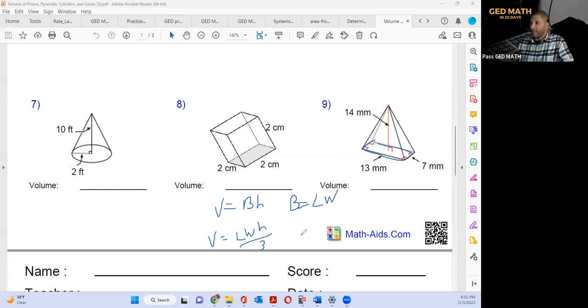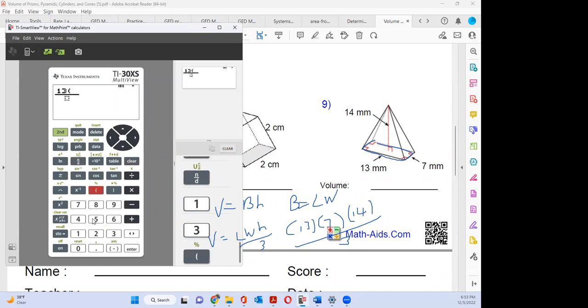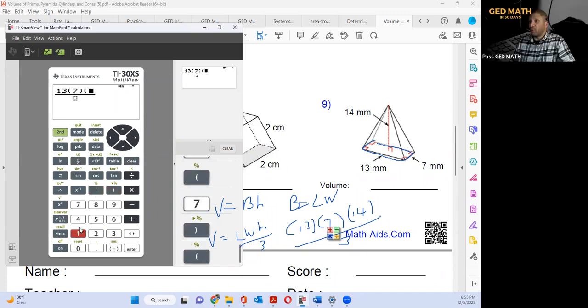So my length is 13. My width of that base is 7. My height is 14. Divide by 3. And we throw it in the calculator. Most people have problems. No, you don't have problems. This is your best friend. 13 times 7 times 14 divided by 3.